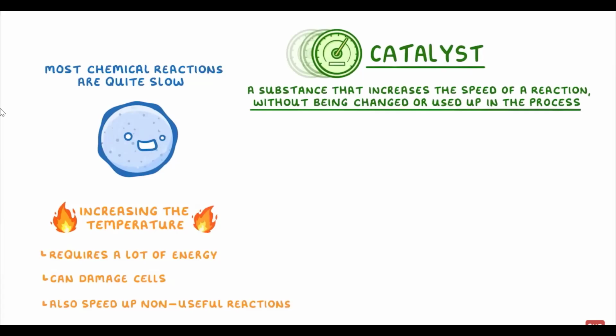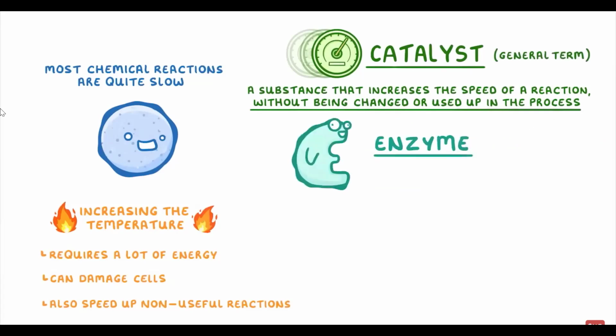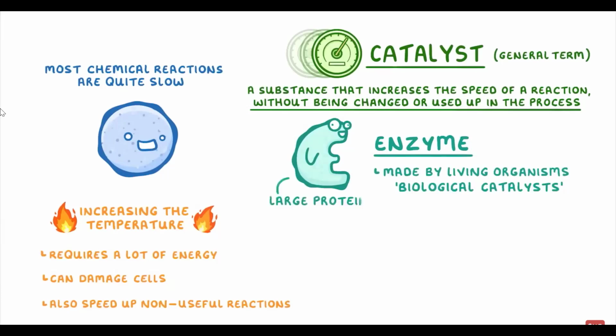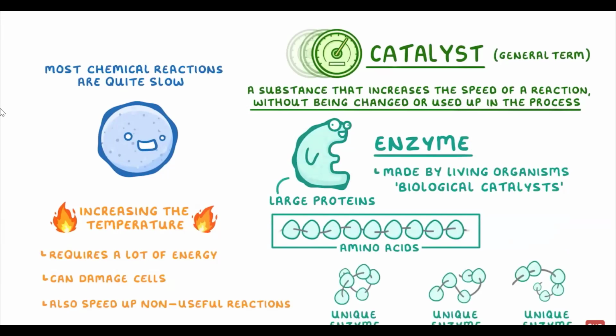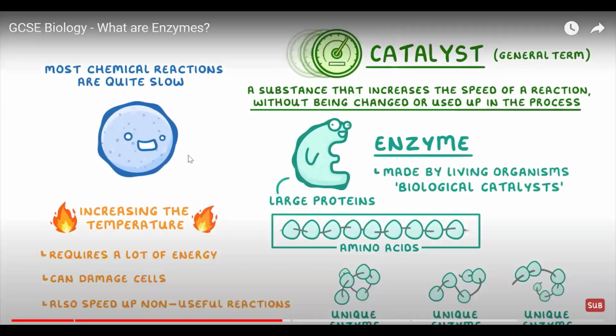Now, the word catalyst is a general term that you might see in chemistry as well. But an enzyme is a particular type of catalyst that's made by living organisms, and so we sometimes call them biological catalysts. Enzymes themselves are basically just large proteins. So, like all proteins, they're made up of long chains of amino acids. And depending on the specific sequence of amino acids in the chain, they can fold up to form different shapes. And each of these shapes would be a unique enzyme that catalyzes a particular chemical reaction.